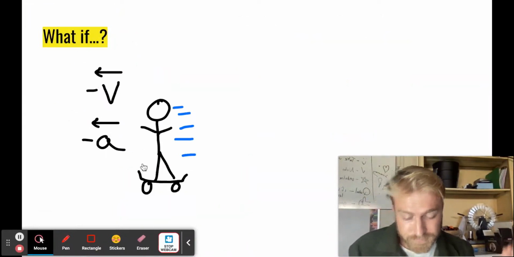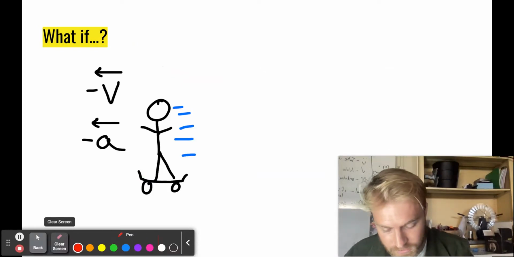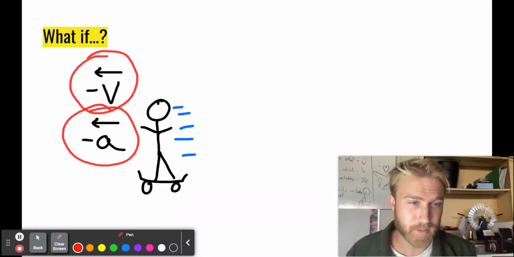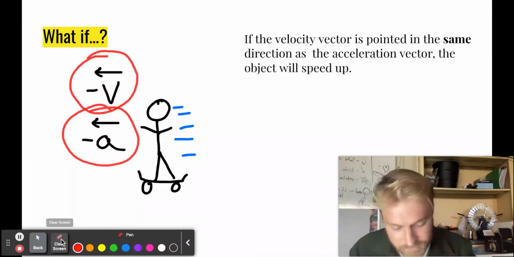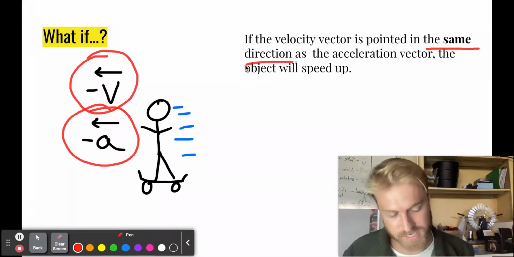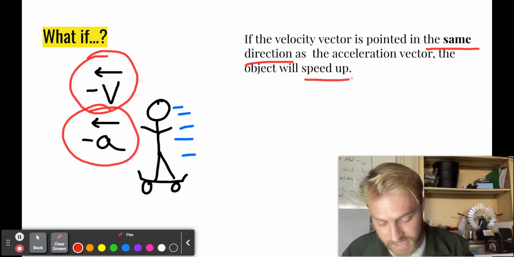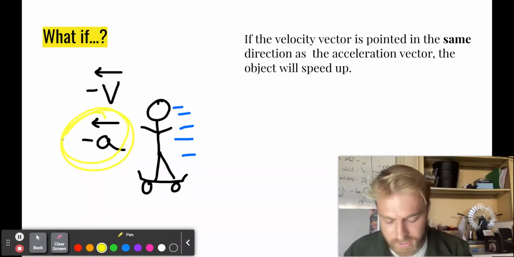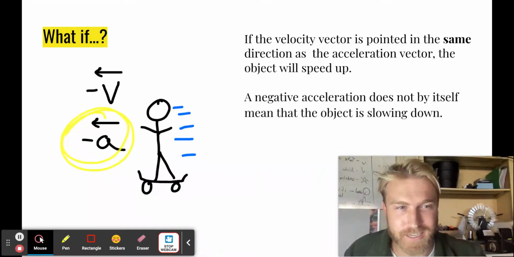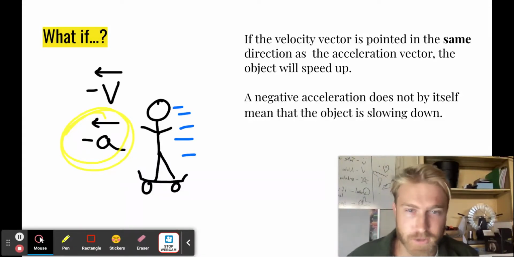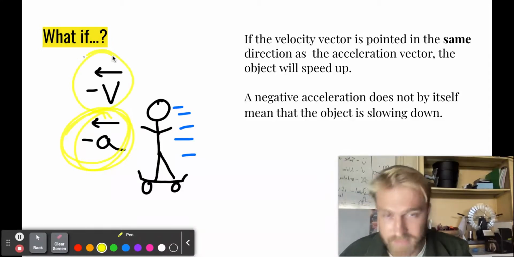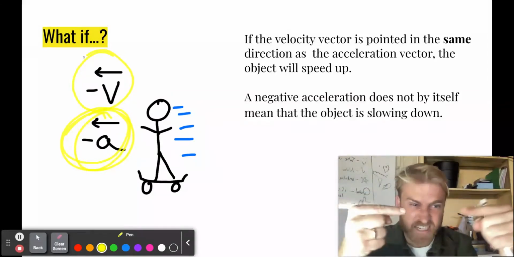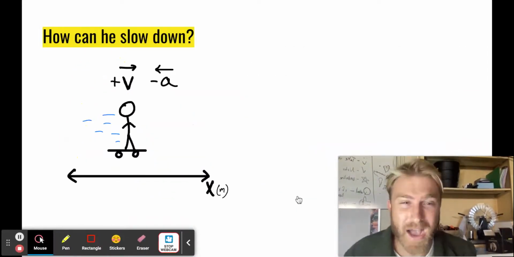What if you have this new case where you have the velocity vector to the left and the acceleration vector also to the left? Are they going to speed up or are they going to slow down? If the velocity vector is pointed in the same direction as the acceleration vector, the object will speed up. So this is where students always mess up. They think, okay, so I got a negative acceleration, that means it's slowing down. No. A negative acceleration does not by itself mean the object is going to slow down. It has to do with how the acceleration and the velocity sort of work together. So I try to remember if they're going in the same direction versus if they're fighting each other, they're going to be slowing down.